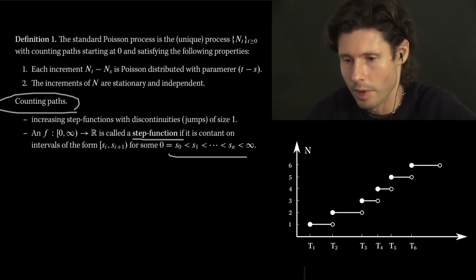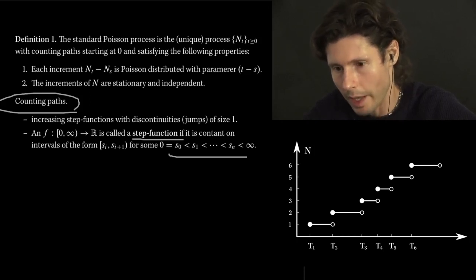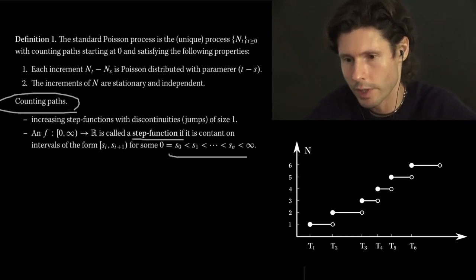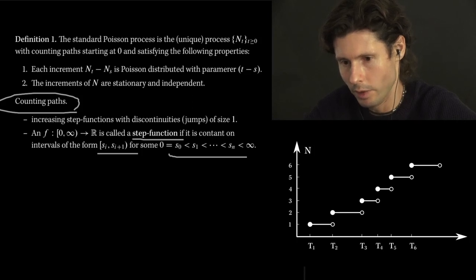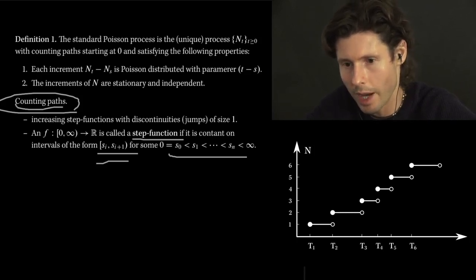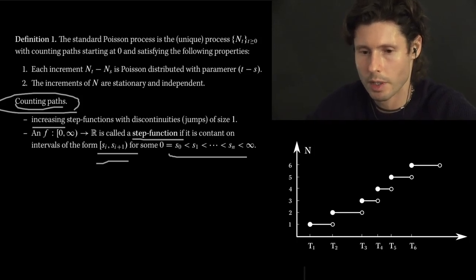So S0 through Sn, S0 is 0, so I guess we're just picking S1 through Sn. And that will define a little discretization of time with these half intervals combining to form the entire real number line. And on each one of these intervals, a step function is going to remain constant, which is exactly, again, what you see in the picture. The one addition for a counting path is that the step function must be increasing, which is, again, what you see on the picture. So the count always goes up, never goes down.